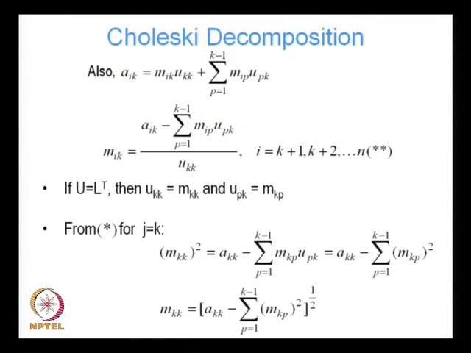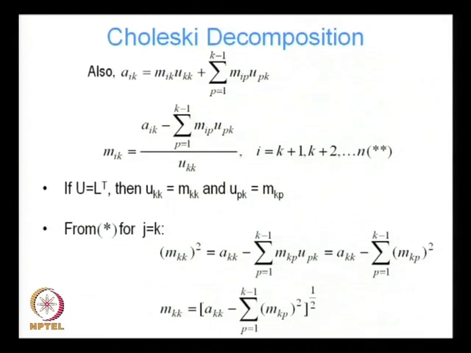Recall that the M's comprise the elements of L, and U comprises the elements of U. So since U is equal to L transpose, that means the diagonal elements have to be equal, U_KK must be equal to M_KK, and U_PK is equal to M_KP.